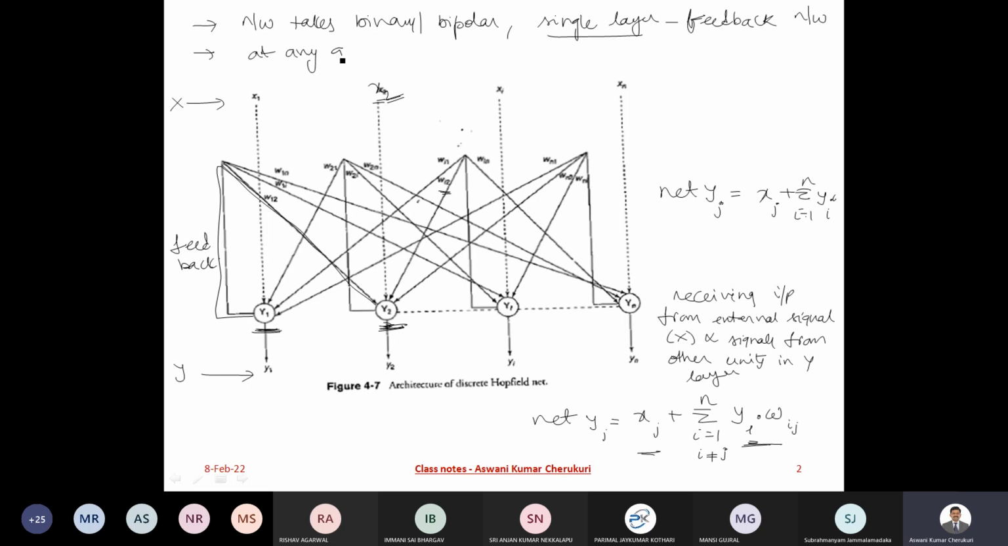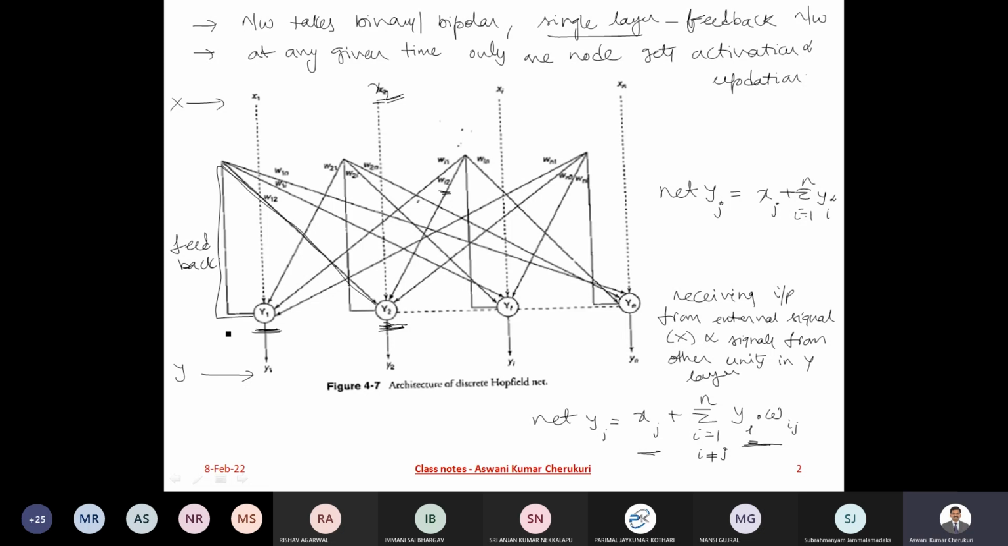So at any given time, only one node gets activation and updation. Okay. So when I say this statement, if you look at Y1 to Yn, there are n number of nodes.